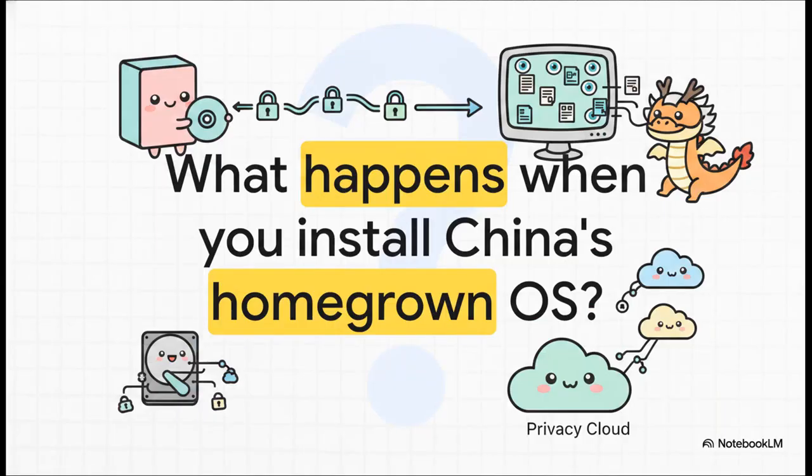So what actually happens when you install this on your personal PC? Well, when a government builds an operating system from the ground up to replace Western standards like Windows or Mac, it completely changes the rules of how the system interacts with you, the user. Our goal today is to follow the data. We want to see exactly what this software does when you give it total control over your computer's hardware.